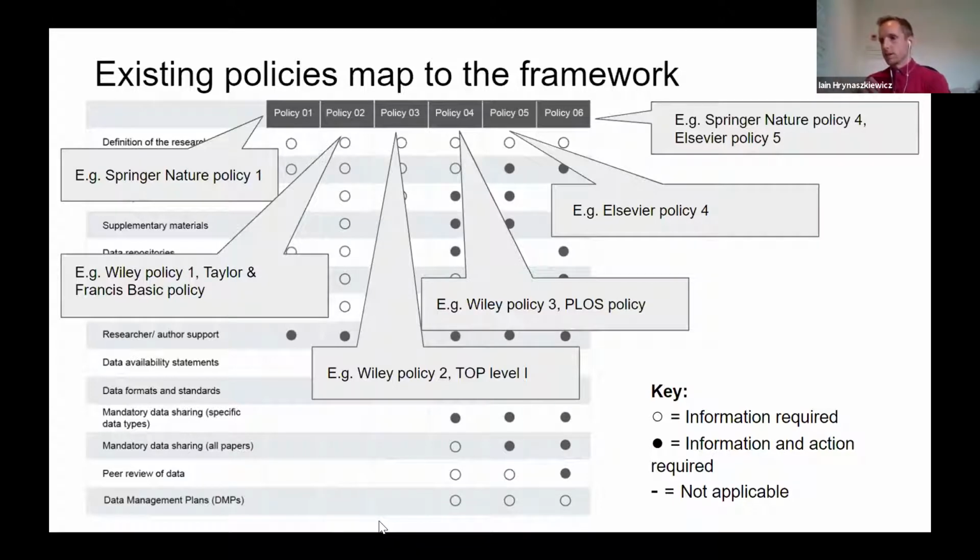And this slide is intended to highlight that if we take Springer Nature's or Wiley's or Taylor and Francis or PLOS's or Elsevier's policies, one could map those different policy types onto the framework. So it's intended to provide some common tools and features and resources, but not necessarily be a new standard that everybody then has to change towards.